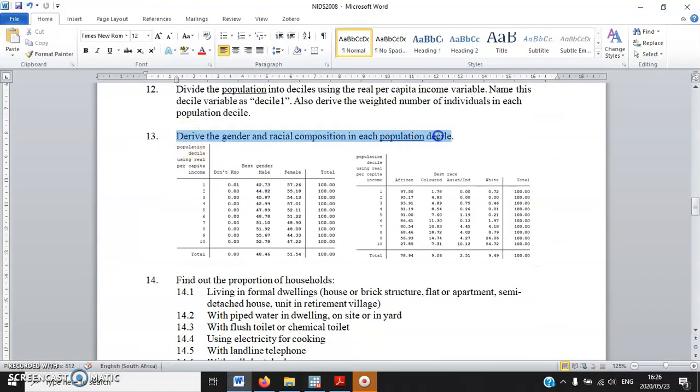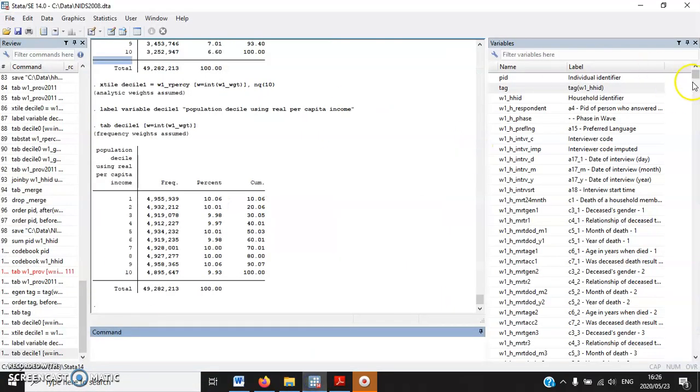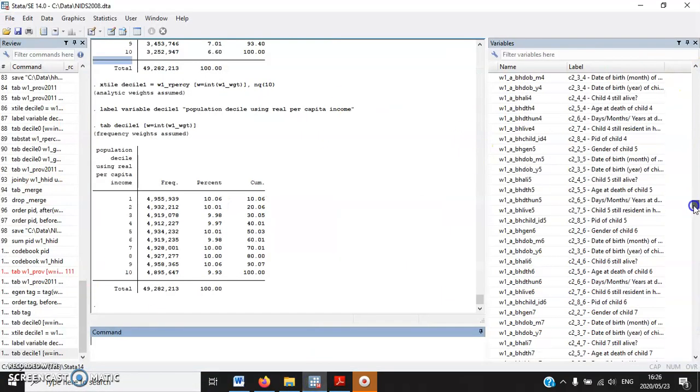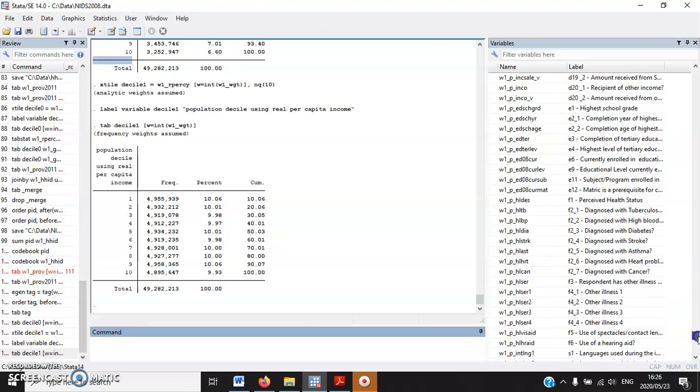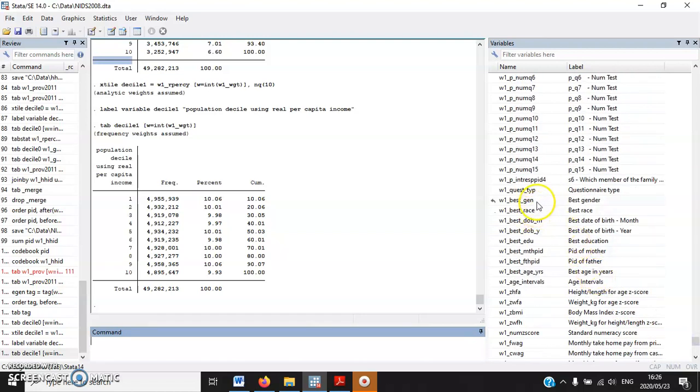Question 13 is simply a descriptive statistic table. I want to know the gender and racial composition in each decile. The gender and race variables are derived in the individual derived file. Let me show you. It is after the proxy file. It is here, gender and race. So tab decile 1. I shouldn't type the variable, let me just double click. I have valid reasons to be lazy. Comma, nofreq, row.